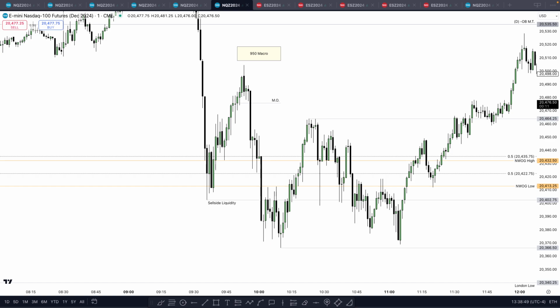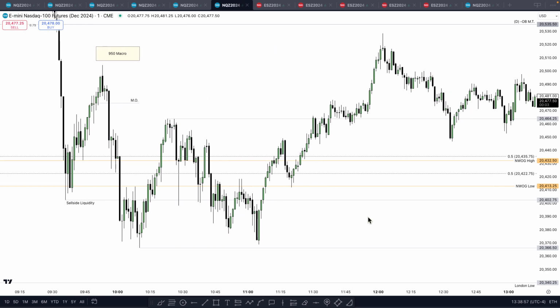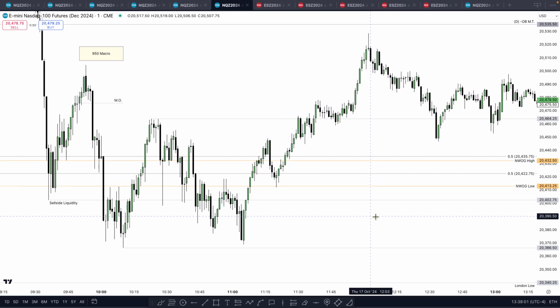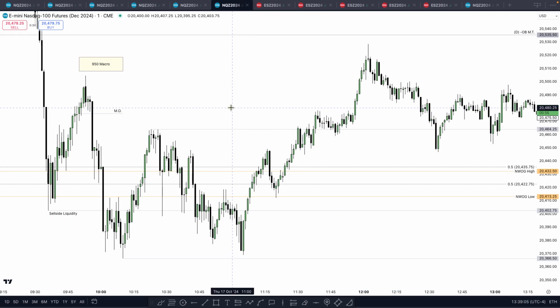Let me just run through charts here to see where we are now, key liquidity pools as we approach, of course, the PM session, but the 150 macro is our next time window of interest. So to start off, I probably won't be talking much. I'm just going to run through and then I'll give my thoughts.